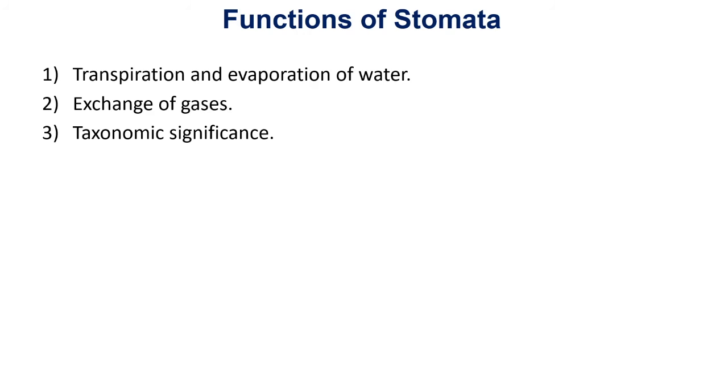Now, let us see the last point. What is the function of the stomata? First function is transpiration and evaporation of water. Transpiration and evaporation of water takes place through the stomata. Second one, exchange of gases. Stomata facilitate the exchange of gases between the plants and atmosphere. And third one, taxonomic significance. The shape, size, and number of stomata have great taxonomic significance.